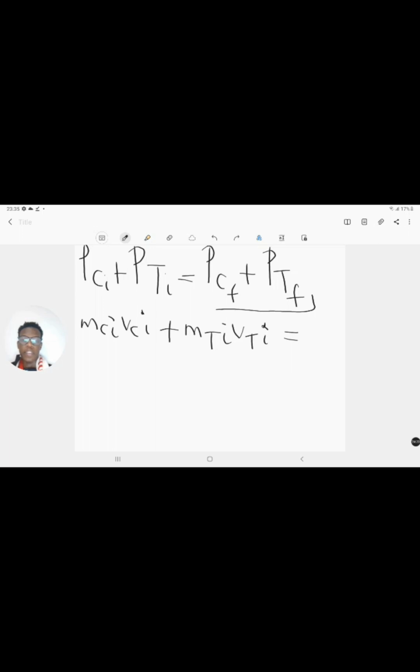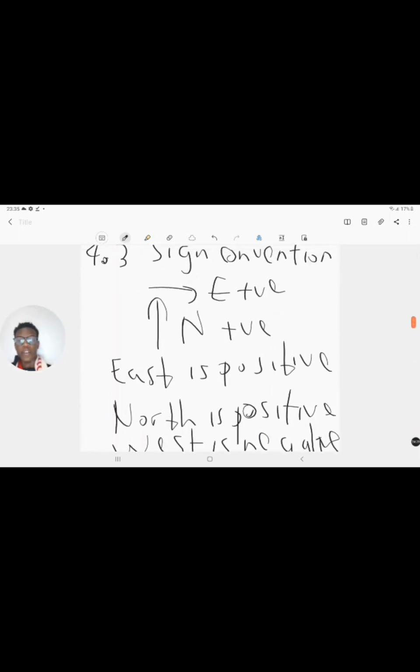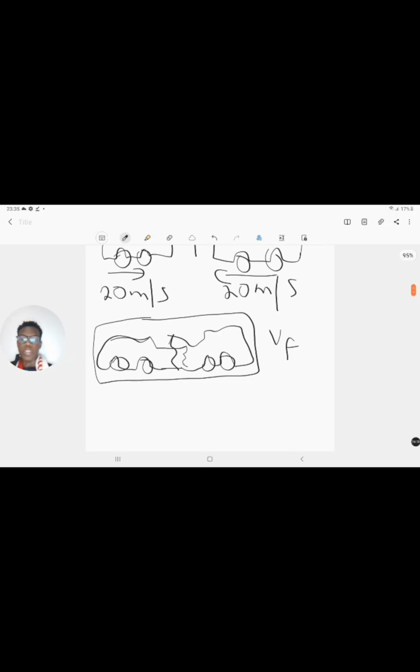Now remember in this situation, finally is what happens after the collision. And after the collision, we have that situation where the car and the truck are stuck together. Now, since they are stuck together, you will agree with me that the total mass of the car and the truck will be the sum of the individual masses of the car and the truck. So it's going to be the mass of the car plus the mass of the truck once the collision has taken place, because they are moving as one.